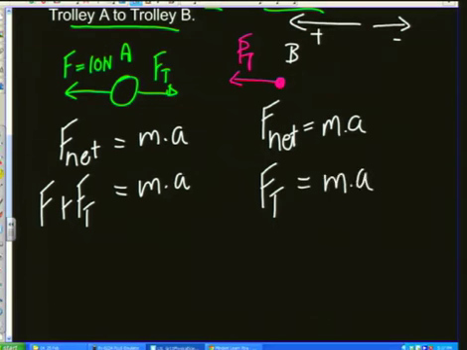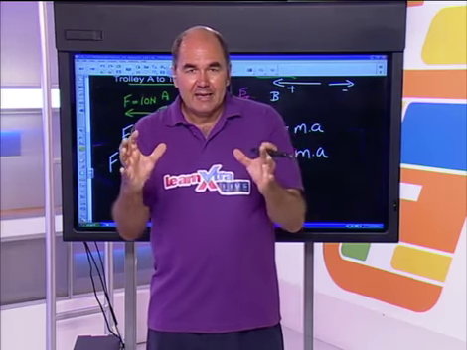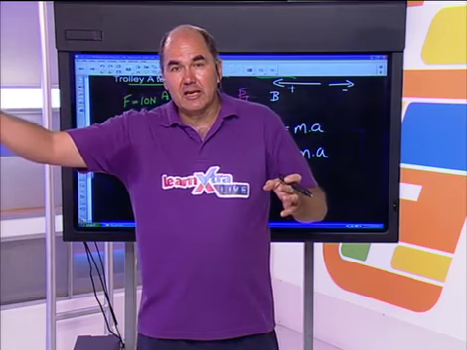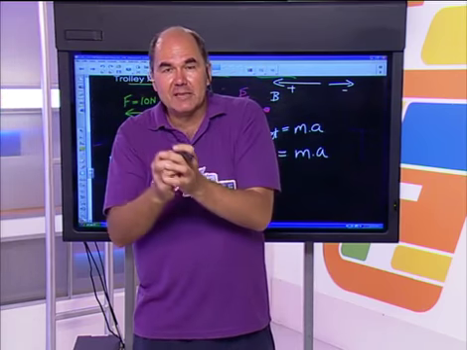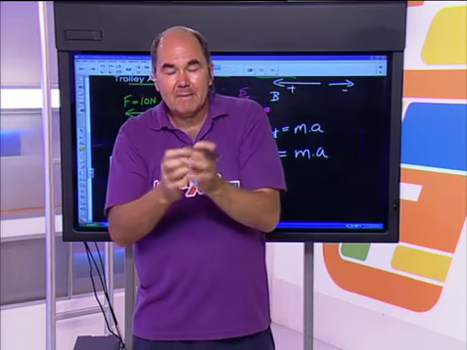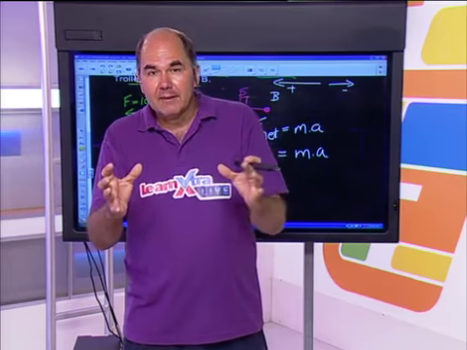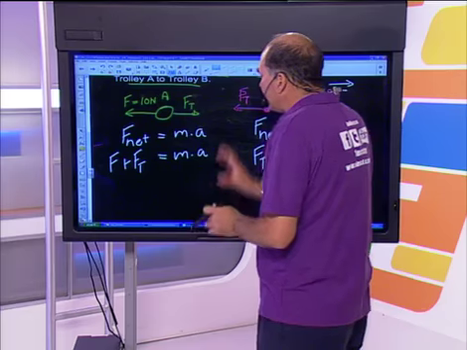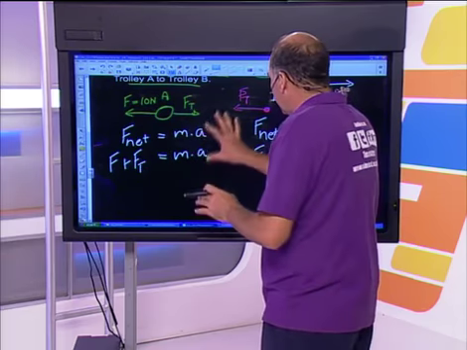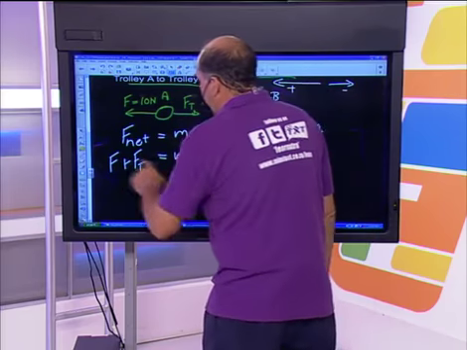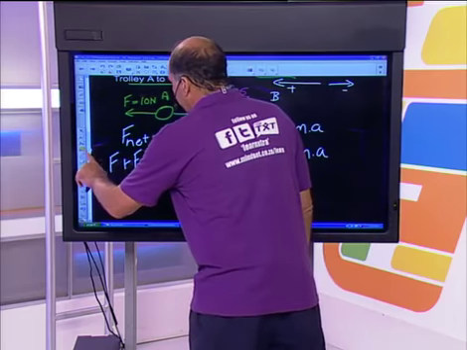Now, the important thing here is that if A is traveling at a certain acceleration, then B will have the same acceleration. That's why they're linked with the string. You can't have different parts of the same system accelerating differently. They're together. So what I'm going to do now is substitute some numbers in here, and see if I can resolve these equations and join them together simultaneously.